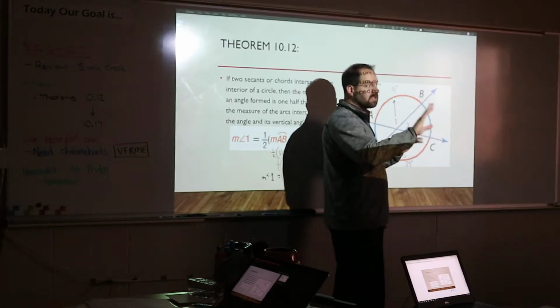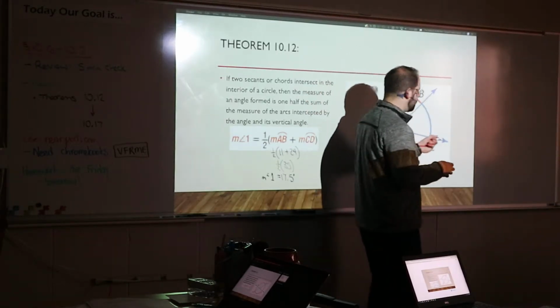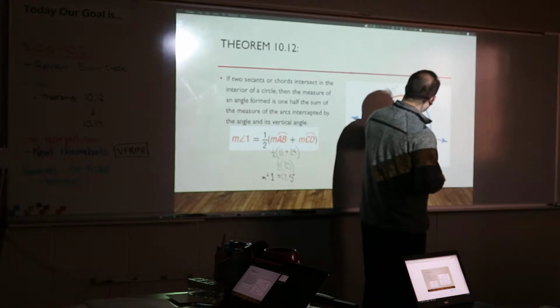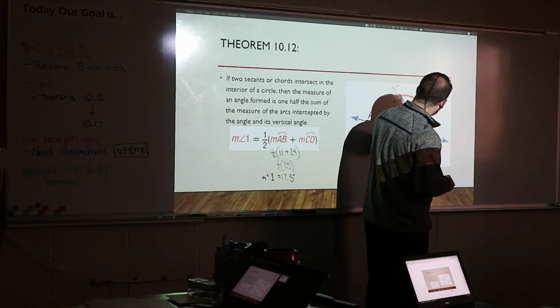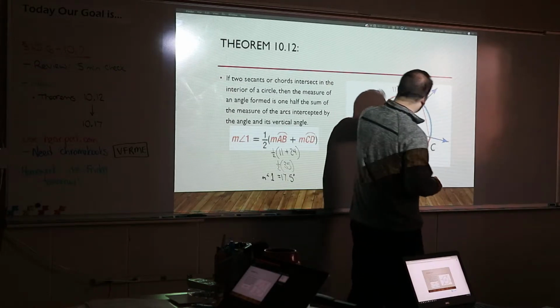This is literally how they prove it. This is the way they show it in college. They draw a line connecting B to C. They draw this segment right here, so it makes this triangle.